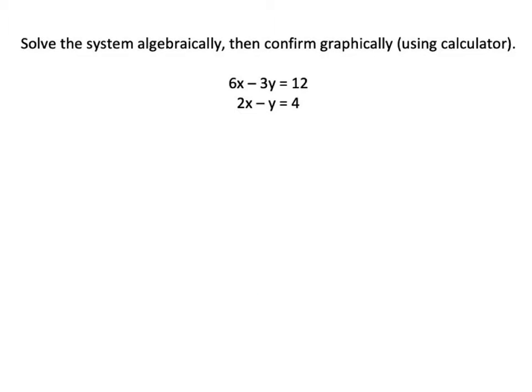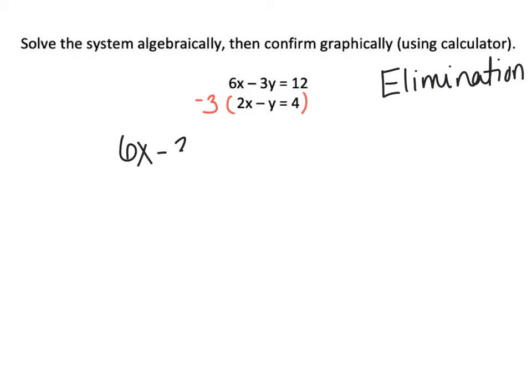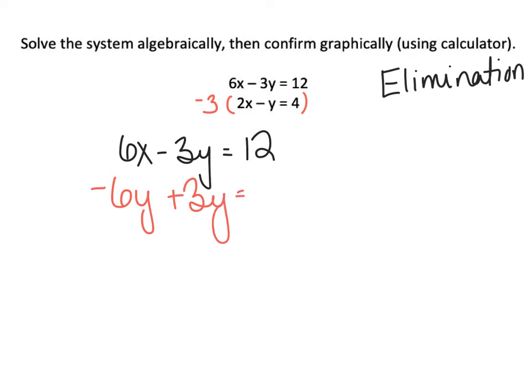This example has two equations in standard form, so elimination is my go-to method when that happens. If one of the equations is solved for one of the variables, I use substitution. But I'm going to create a pair of opposites, so I'm going to try to get rid of my y's. If I multiply the bottom one by -3, that would create positive 3y, and then I have a pair of opposites. I'll recopy the top one, 6x minus 3y equals 12. The bottom one becomes -6x plus 3y equals -12.